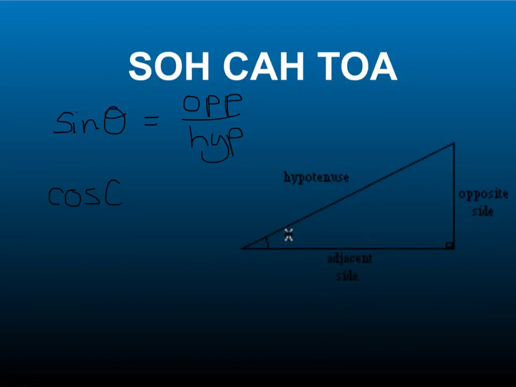Cos of the angle is equal to the adjacent side divided by the hypotenuse. And the tan of the angle is equal to opposite over adjacent. The most common one we use in these calculations in scalars and vectors is this one, although you do need to be comfortable in doing this one and this one as well.